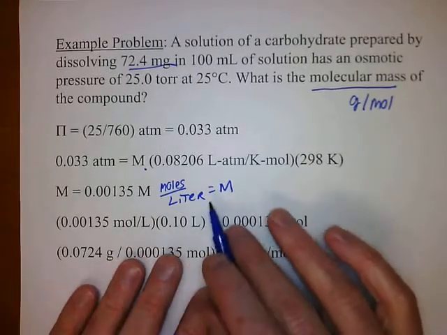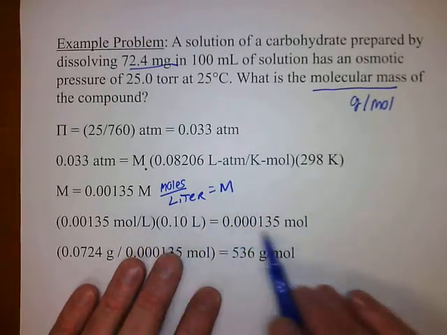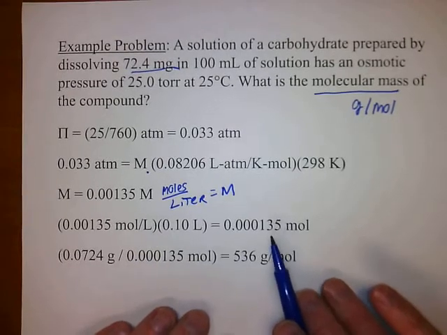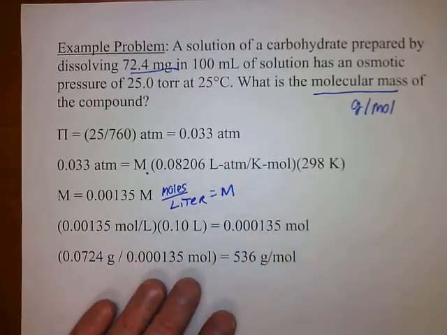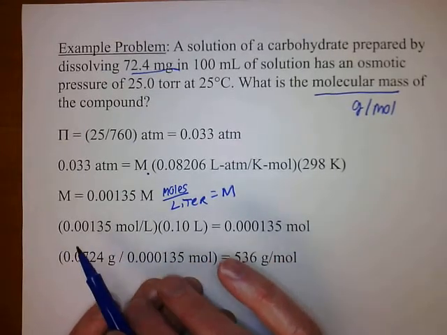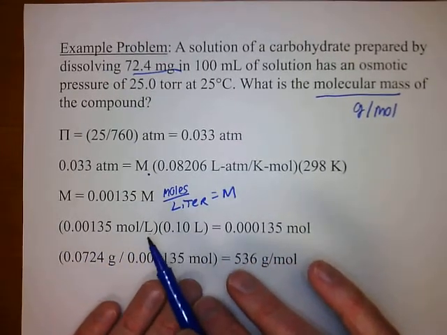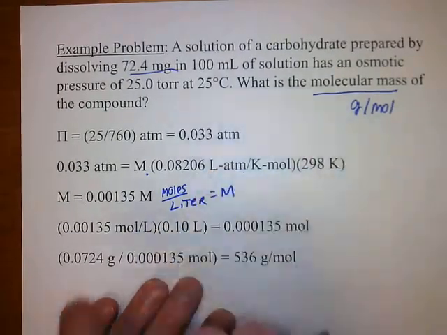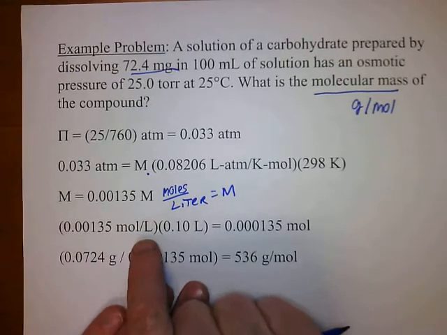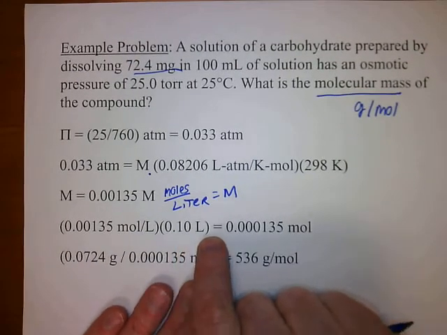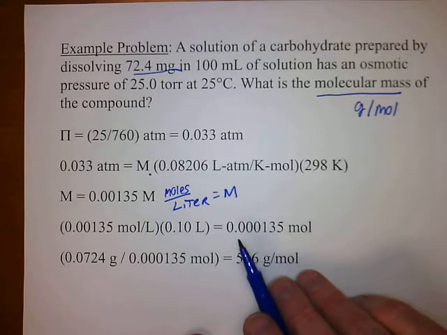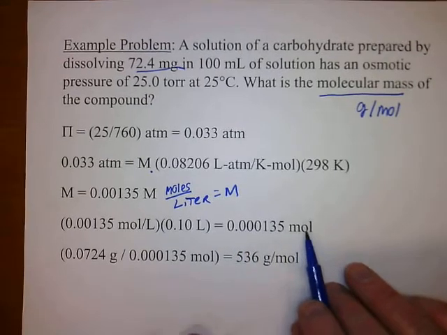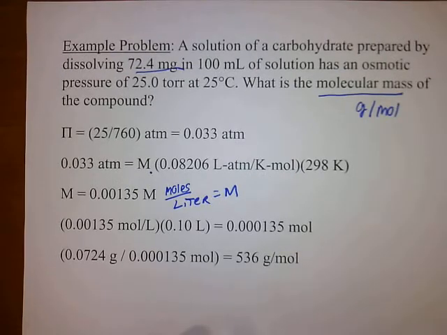Right, so if we take moles per liter and multiply by the liters, that tells us the number of moles. Okay, or rather, I'm sorry, divide by. I'm sorry, I had it right the first time, multiply. 0.00135 moles per liter times 0.10 liters is 0.000135 moles. Okay. Remember what we're after is a molar mass.